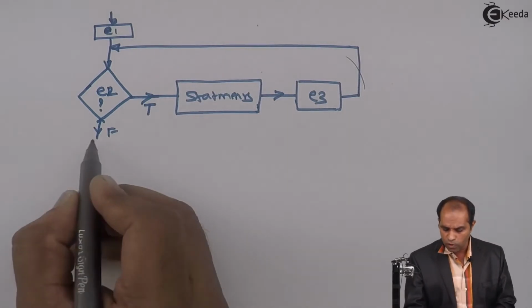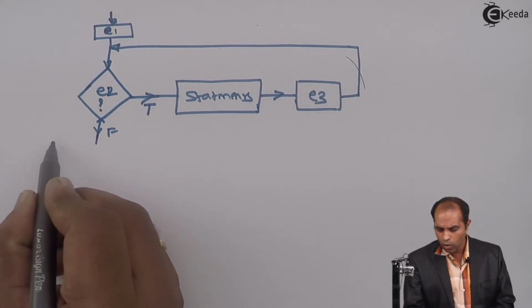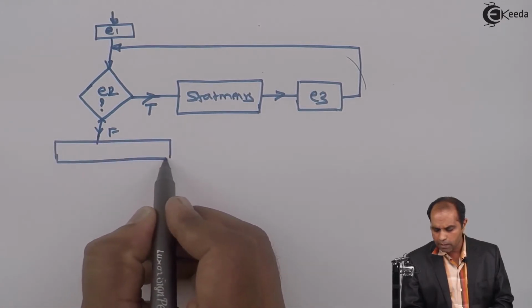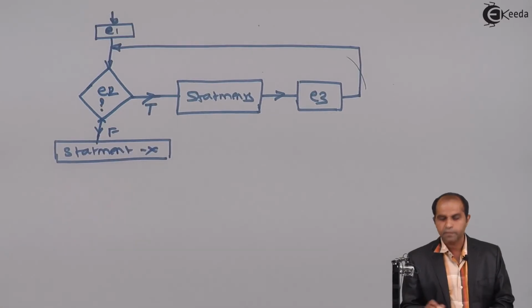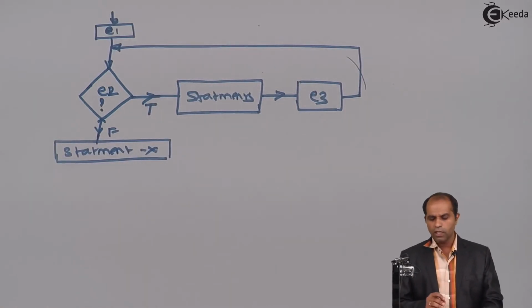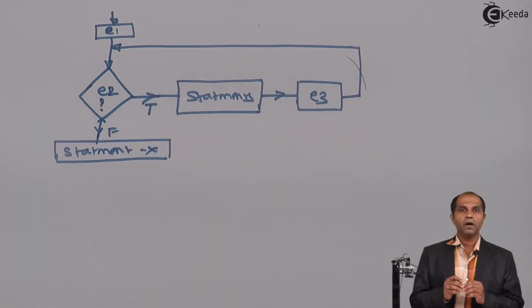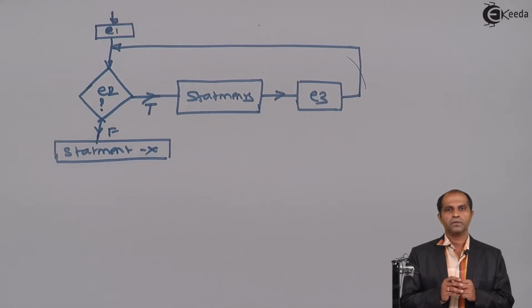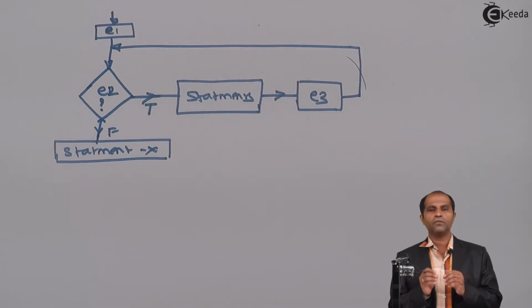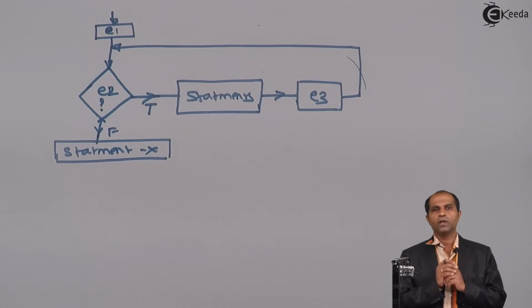When E2 is false, it will automatically go out of the for loop and start executing the remaining instruction, that is statement X. So generally, we say that a for loop assembles all three expressions at one place, but at any given time, it will work with only two expressions. This is the basic flowchart symbol for the working of a for loop.